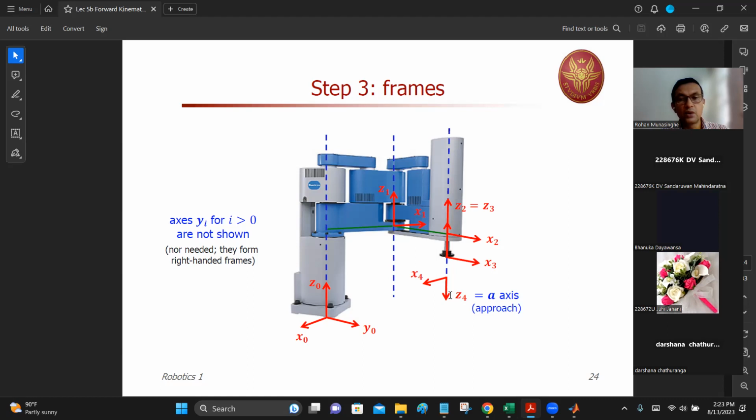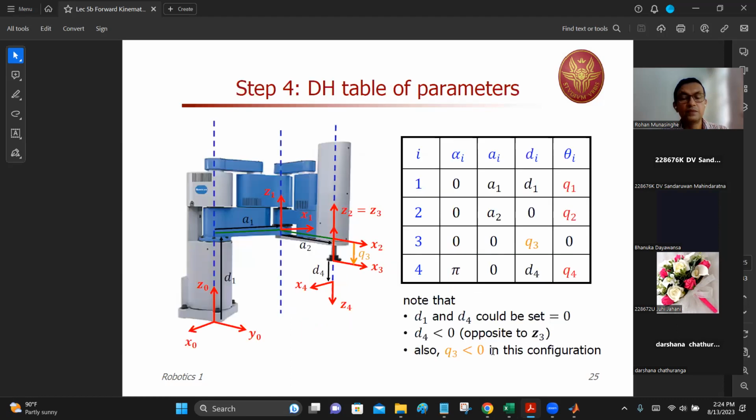Now, can you fill the DH table for this manipulator? If you try, you get this table. I've already uploaded this lecture's slides to the Moodle page. You can download and work it out, and make sure you understand all these things. So let me take again some of these rows.